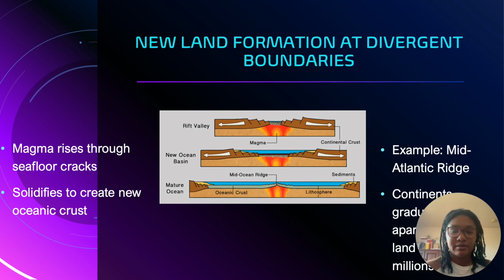Land formation and divergent boundaries. One major process that creates new land is seafloor spreading. This occurs at divergent boundaries, where plates move apart, allowing magma to rise from the mantle. As it cools, it forms new ocean crust.